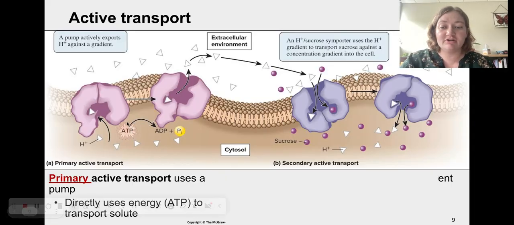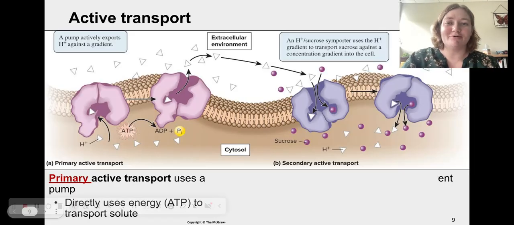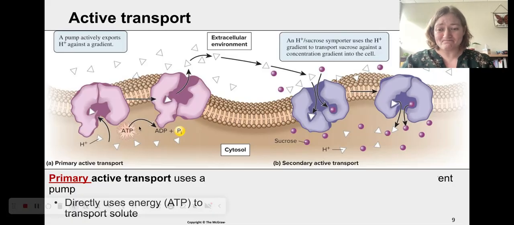Now we're going to use energy from our molecule ATP, right? This is an energy-giving molecule. We'll talk more about this molecule in a little bit. All right, so once this molecule, ATP, gives energy to our transport protein, now it will change its shape and release this hydrogen ion against the gradient to the other side of the membrane. All right, so that's primary active transport. Relatively straightforward.